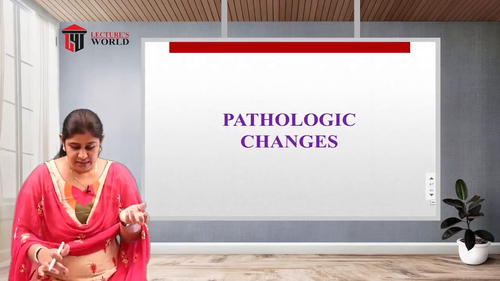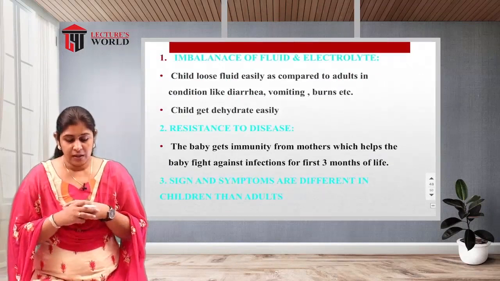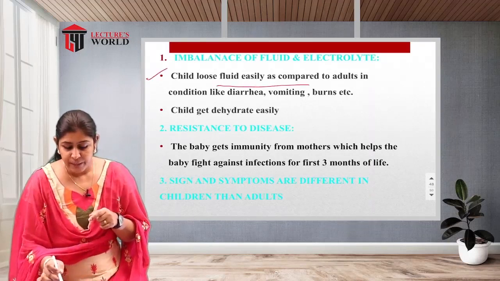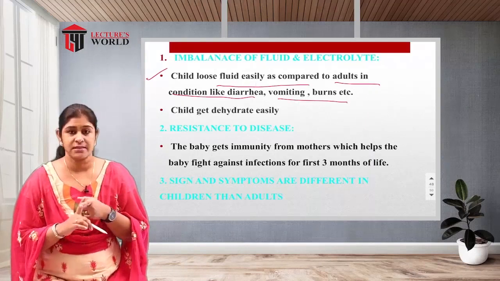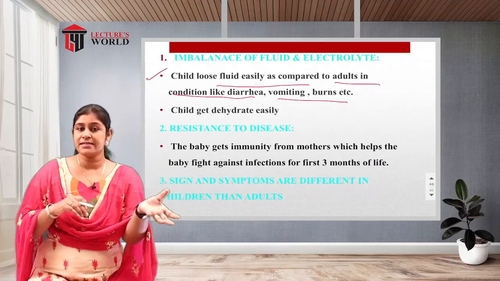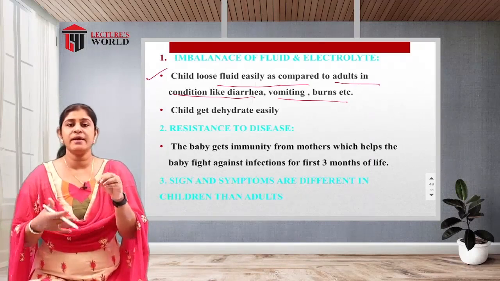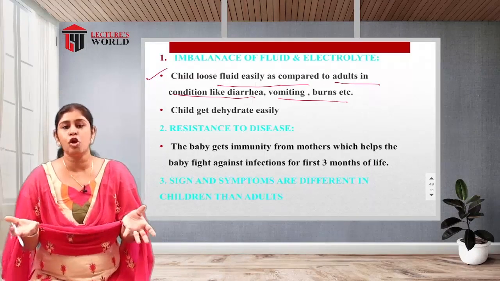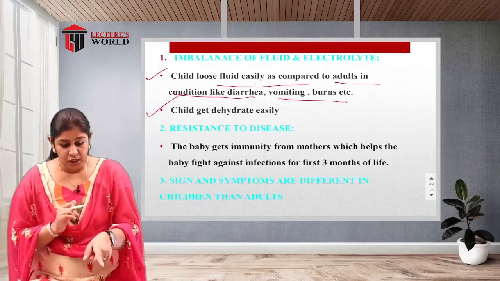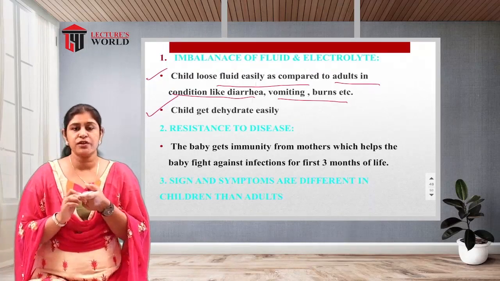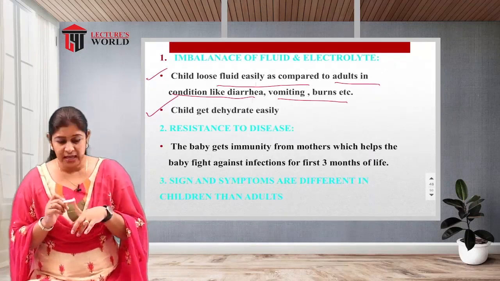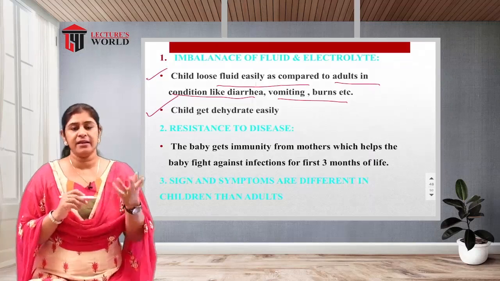Next is the pathologic changes. In pathologic changes, we can see an imbalance of fluid and electrolyte. The child loses fluid easily as compared to an adult in conditions like diarrhea, vomiting and burns. If a disease like diarrhea or vomiting occurs, they vomit a lot, so more and more fluid is lost from their body. The child also gets dehydrated easily. So that is the imbalance of fluid and electrolyte.